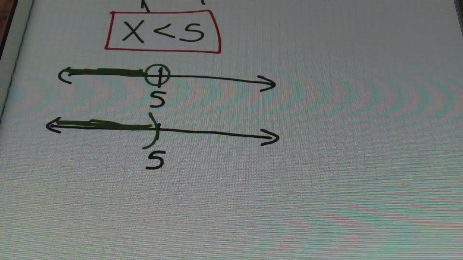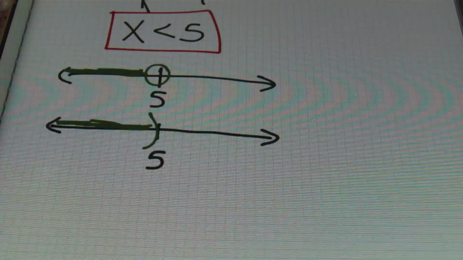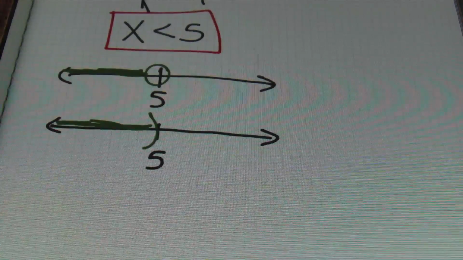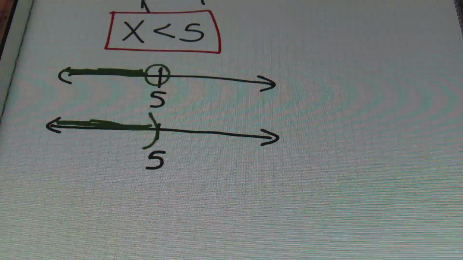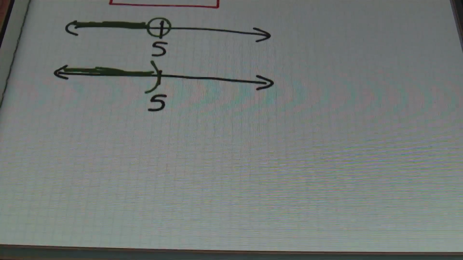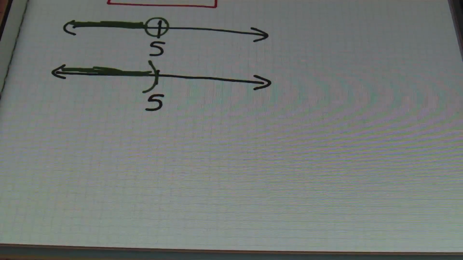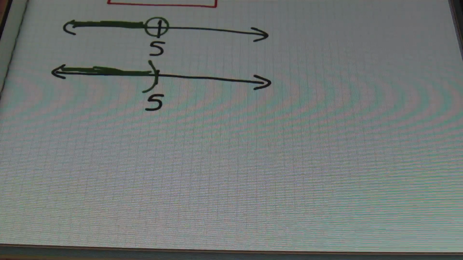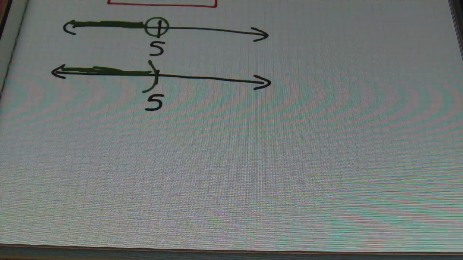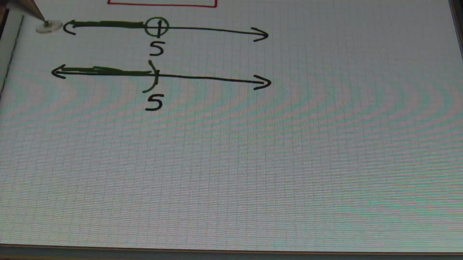All right, so thus far, I've shown you the solution, I've shown you the graph, and now I'm going to show you 2 other forms to represent your answer. The next way I'm going to show you is called interval notation. That's right, interval notation. And we can basically use our graph to help us do that.